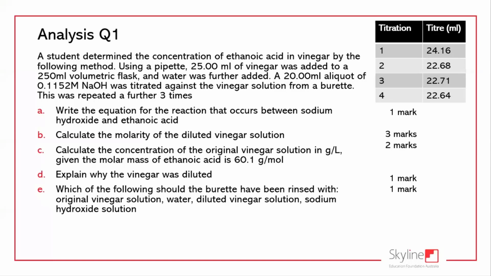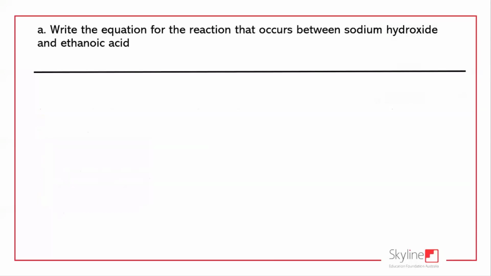Okay. What they're asking us to do is write down an equation for the reaction that occurs between sodium hydroxide and ethanoic acid, then calculate the molarity of the diluted vinegar, calculate the concentration, explain why the vinegar was diluted, and then which of the following the burette should have been rinsed with. Okay, let's give this a go. First off, write the equation for the reaction that occurs between NaOH and ethanoic acid. Simple enough.